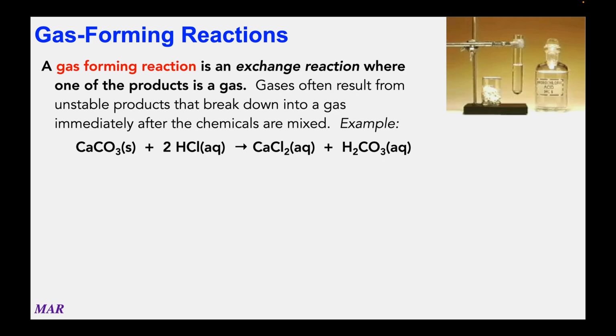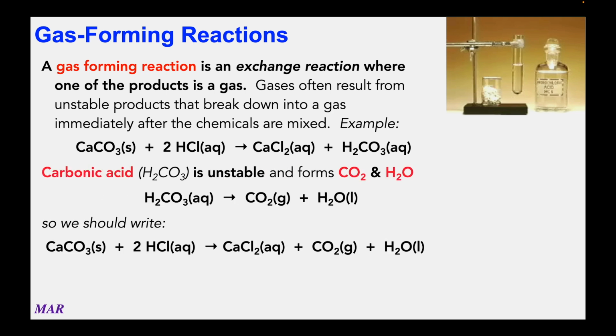Now it doesn't look like there's any gases there, which is true. But what happens in a gas-forming reaction is that one of the products is usually unstable and it further breaks down into the gas. And in this case, that's carbonic acid. If you see carbonic acid, H2CO3, just realize that H2CO3 is going to break down into CO2, a gas, and water. So really this reaction should be listed as calcium carbonate plus 2 hydrochloric acids makes calcium chloride plus CO2 gas plus H2O liquid. So gas-forming reactions will form a gas, but it may not be readily available.